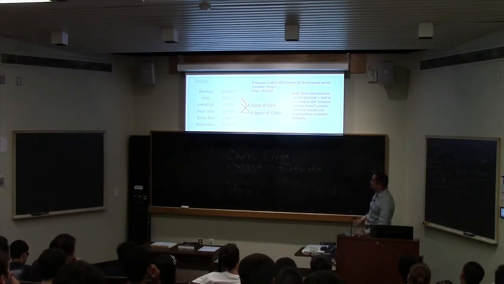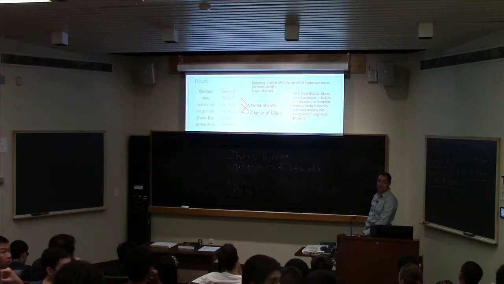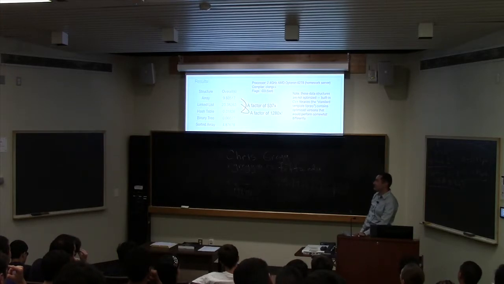OK, what can we learn from this? What's one thing we learned just from this little thing? Yes? That at least in this particular situation, there are certain data structures that are way, way, way faster than others. Indeed, yes. In fact, in this case, the hash table is very fast.